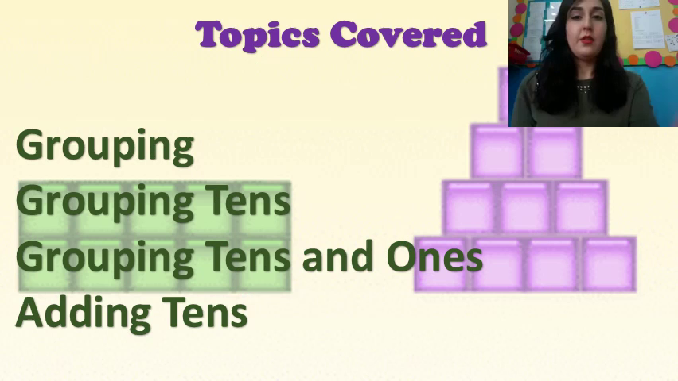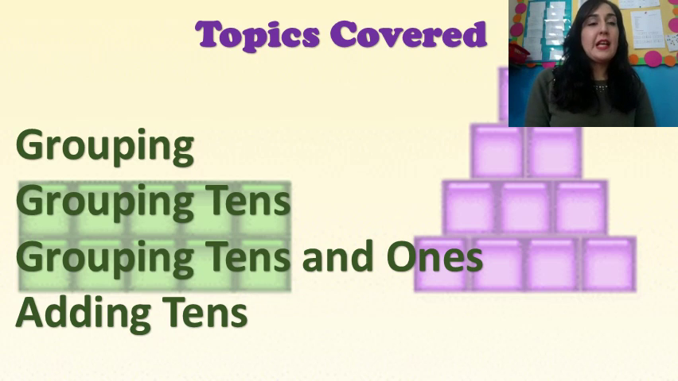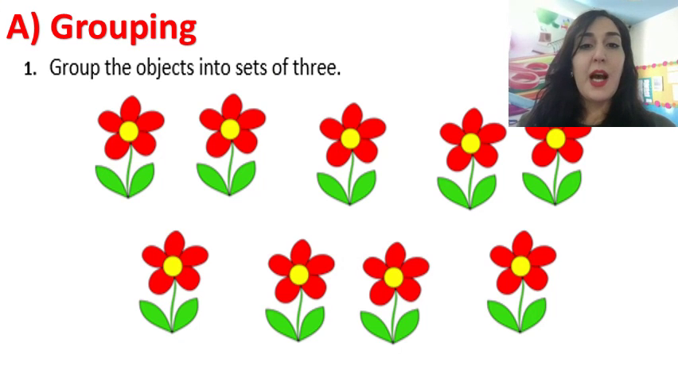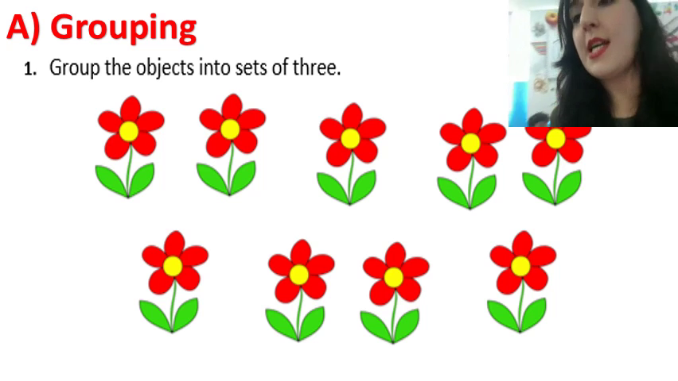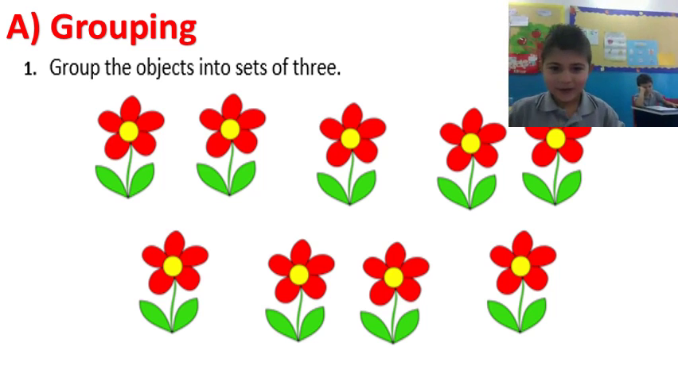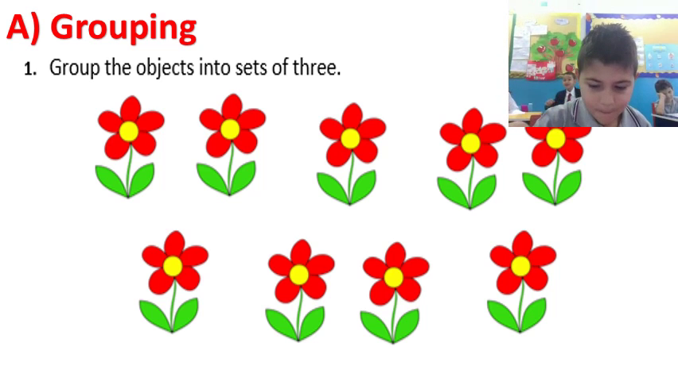Let's begin. So the topics covered for the last 2 weeks were grouping tens and ones, and adding tens. If you want to find any of the information that we learned, you can refer to your math book, MathNet, volume 1. So here we have grouped the objects into sets of 3, and I'm going to get one of my little volunteers to do it. Today we have Majid. So go ahead and begin.